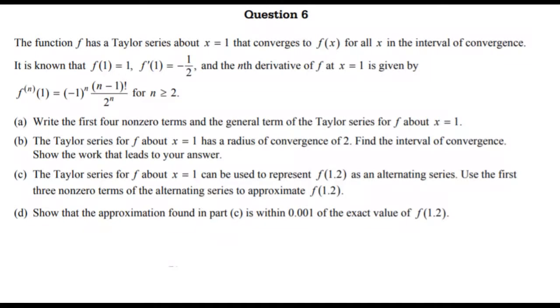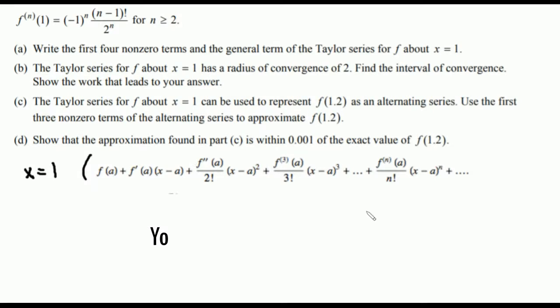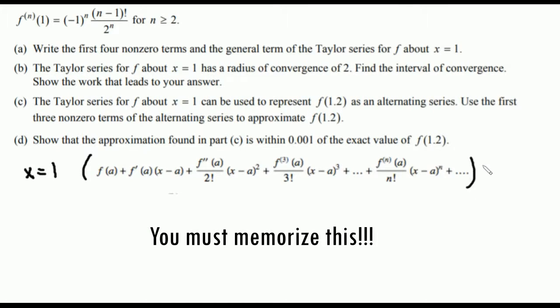Number 6, let's start with Part A. Part A asks us, write the first 4 non-zero terms and general terms for the Taylor series for f about x equal to 1. And before anything, because it asks us the Taylor series, we have to know what the Taylor series is. Here, I have pasted this equation for the Taylor series.